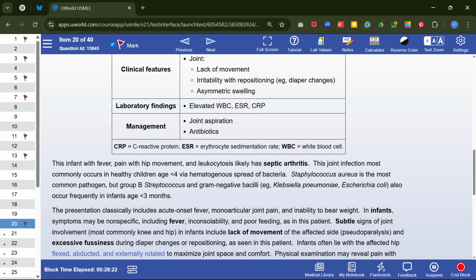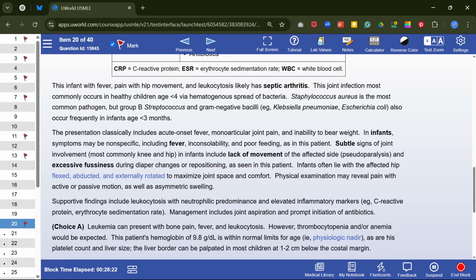Subtle signs of joint involvement, most commonly knee and hip in infants, include lack of movement of the affected site, pseudo-paralysis, and excessive fussiness during diaper changes or repositioning, as seen in this patient.